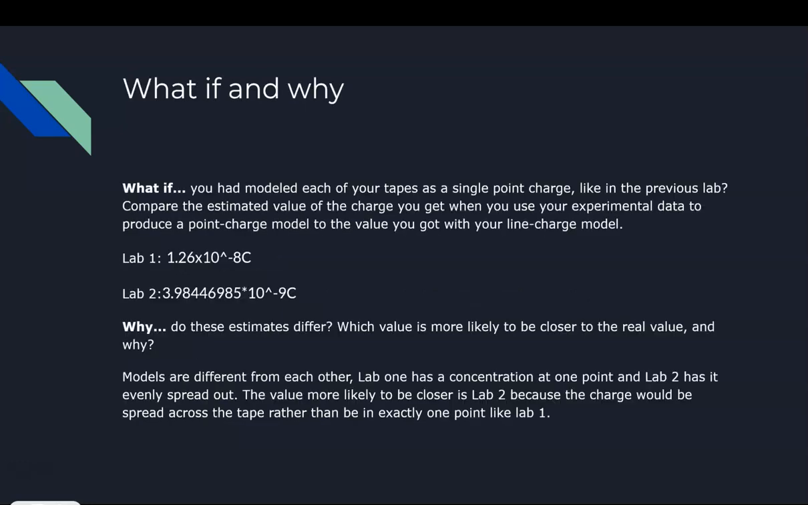So what if and why? What if the model of each of your tapes was a single point charge like in the previous lab? If we compare them, Lab 1's charge is bigger than Lab 2's charges by a great margin. But why do these estimates differ? Well, it's because we have two different systems. One's a concentration and one's having them evenly spread out. If you want to know which one is truly closer, then Lab 2, because the charge is evenly spread across it more likely than in one single concentration point, like in Lab 1.